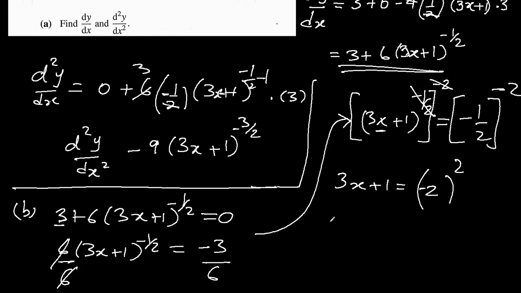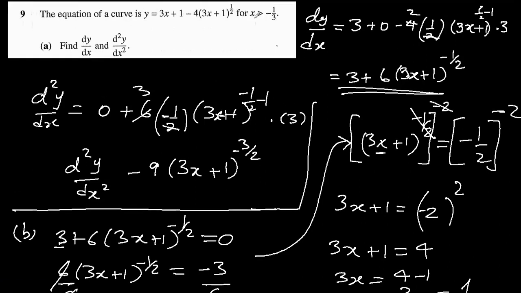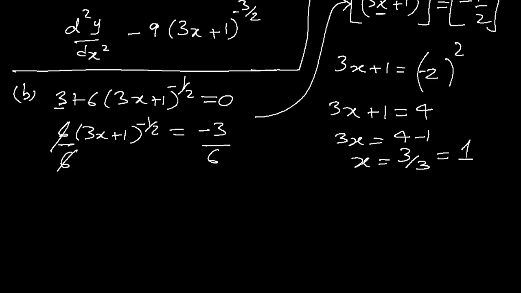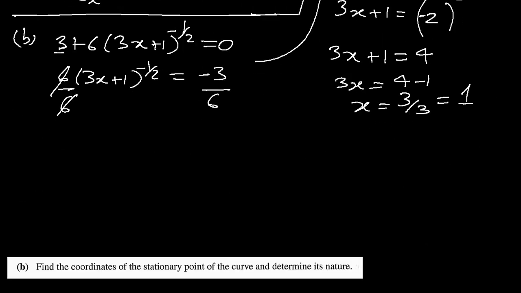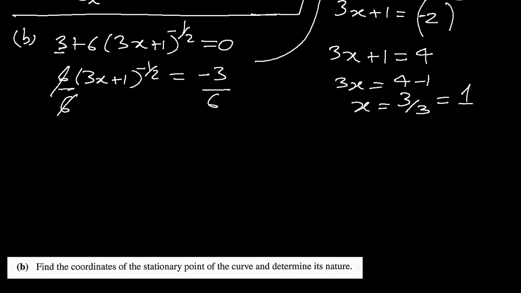Alright, and 3x plus 1 equal to 4, and 3x equal to 4 minus 1, which is 3, so x is equal to 3 over 3, 1. The 1 is greater than what they had given, x is greater than negative 1/3, right? And our answer is greater than negative 1/3, so this is correct. Second part is find the nature of this particular point when x is 1.